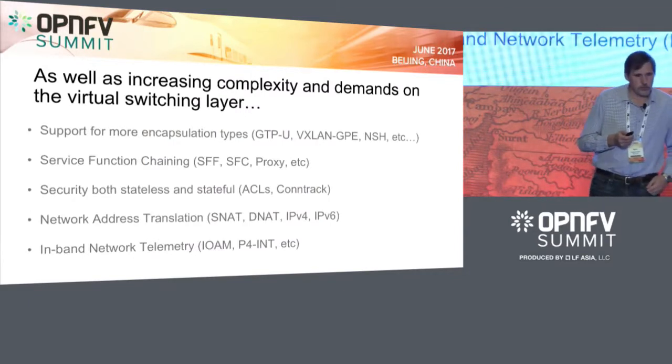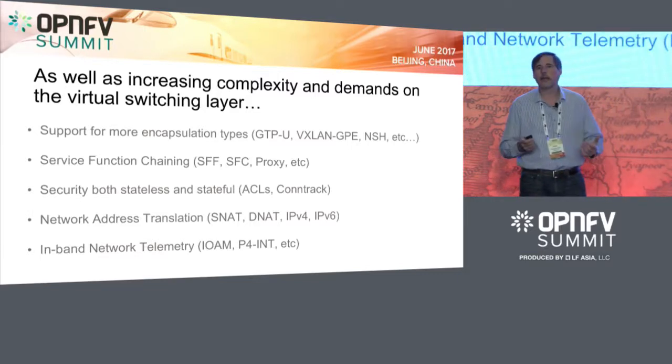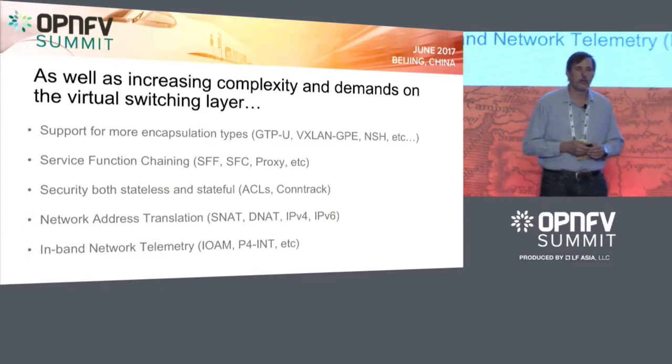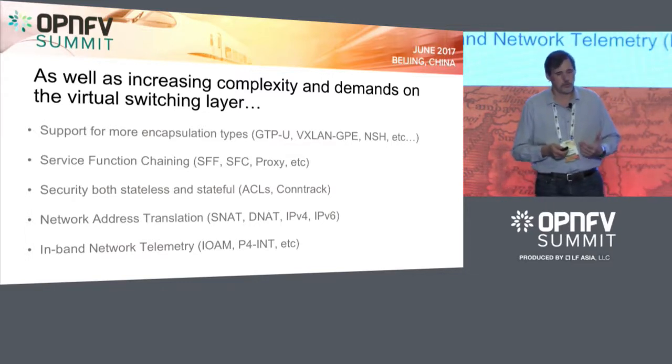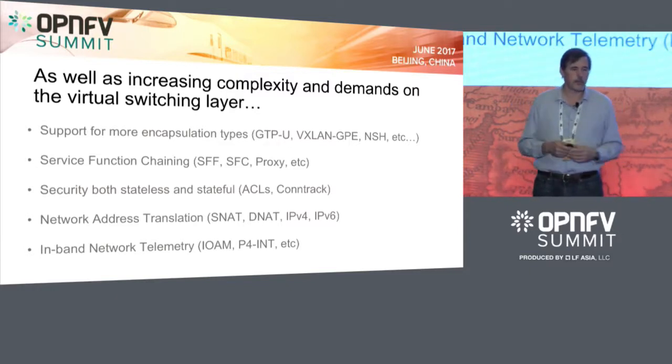Now, the other issue is not just more packets per second, but more work per packet. There's more complexity being added to the data path. Things like we mentioned, service chaining, where you need to potentially make a decision on how to forward the packet in a service chain.